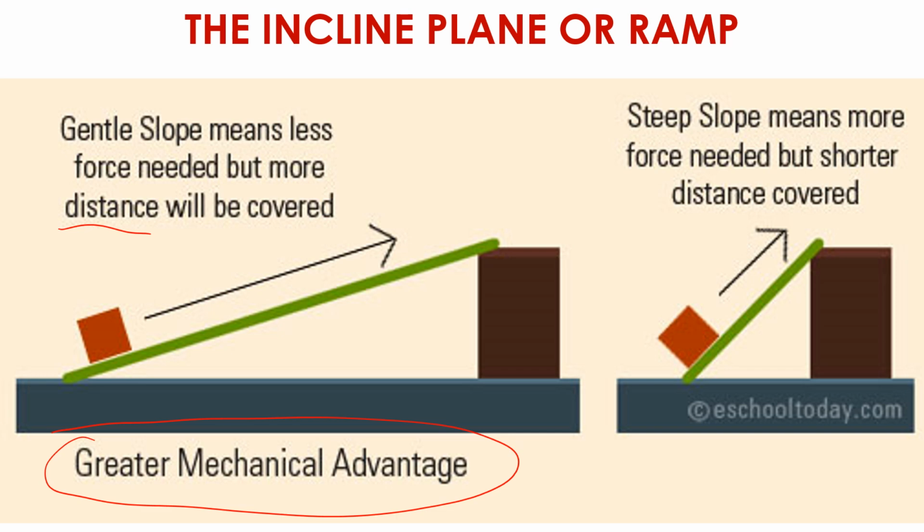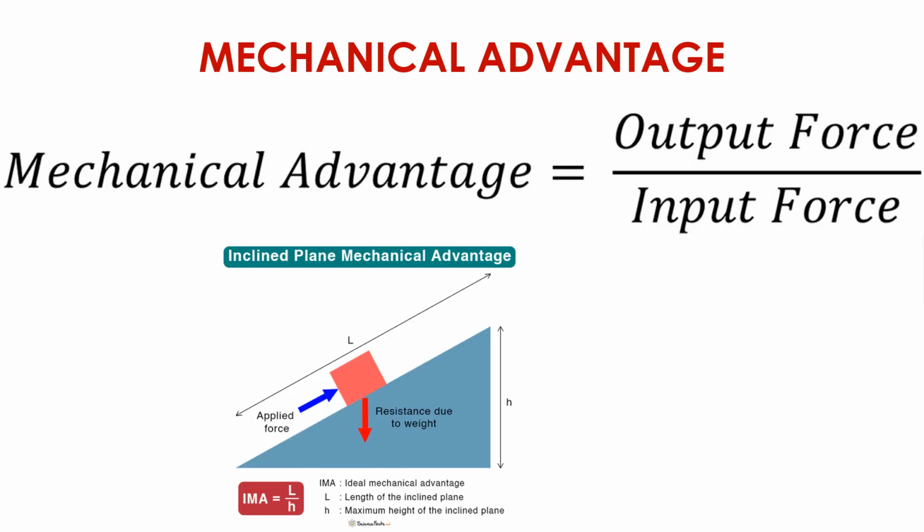Therefore, when we use a steeper slope, we get less of a mechanical advantage because we need more force to get the work done, and we do that over a shorter distance. Now, when we are calculating the mechanical advantage of a simple machine, there are a variety of formulas that come into play depending on what type of simple machine we're using, whether it be a pulley or a lever, or in this case, an inclined plane. So we can either use the output over input formula, or we can use the ratio between the length of the inclined plane and the height.